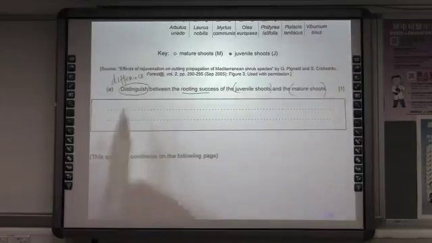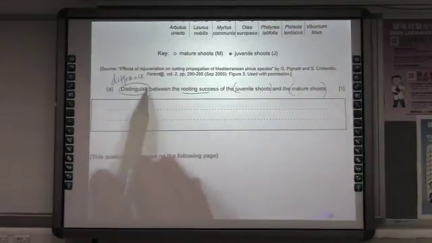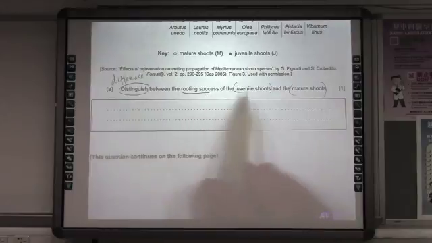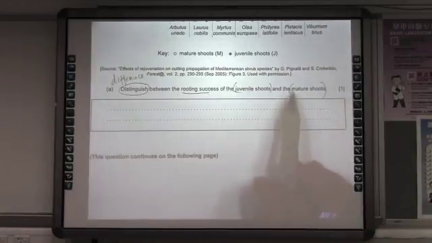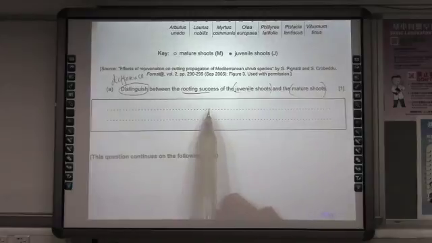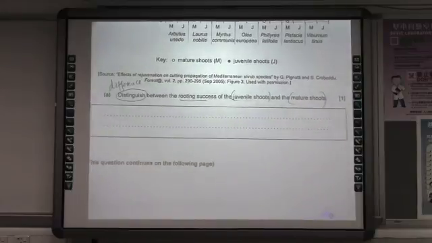A. Distinguish. So circle, this is the action word. Distinguish means you have to write the difference. You only have to write the difference between the rooting success of the juvenile shoots and the mature shoots. So we compare the two. This is very easy. So you just need to tell the reader the rooting success is higher in juvenile than in mature shoots. Very easy.